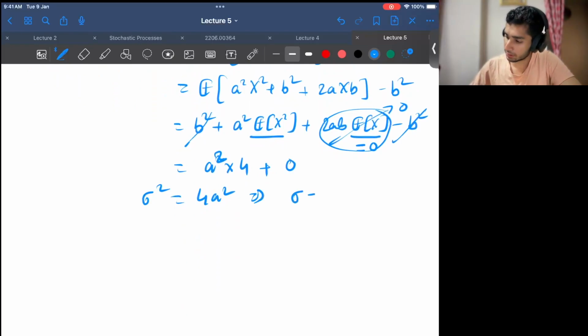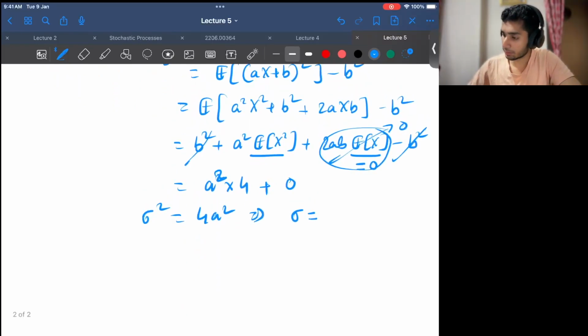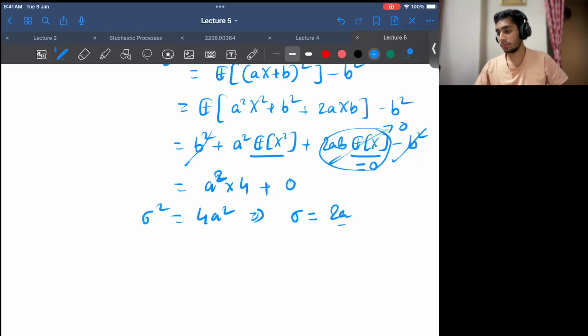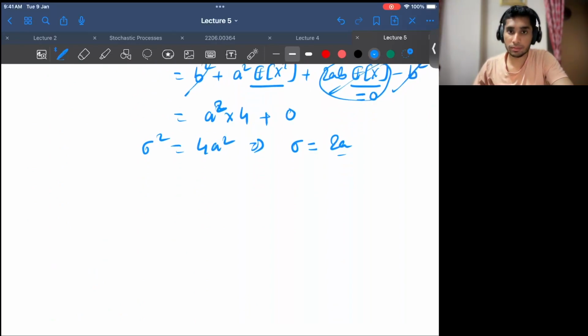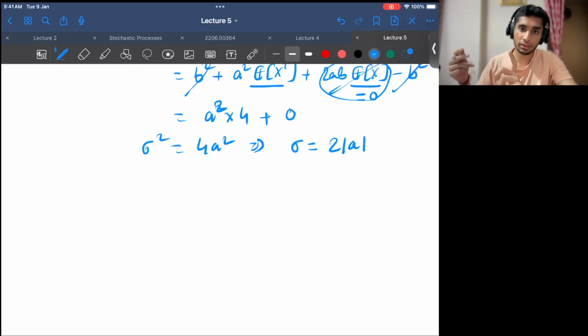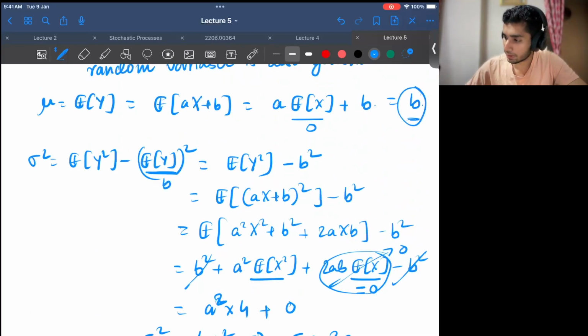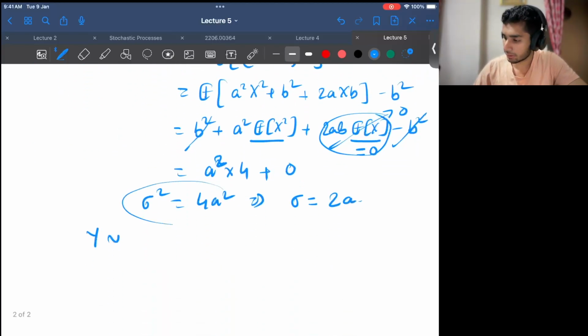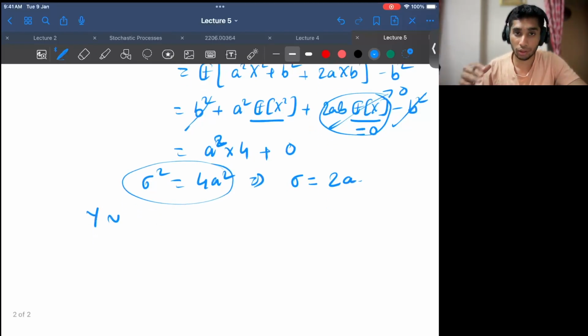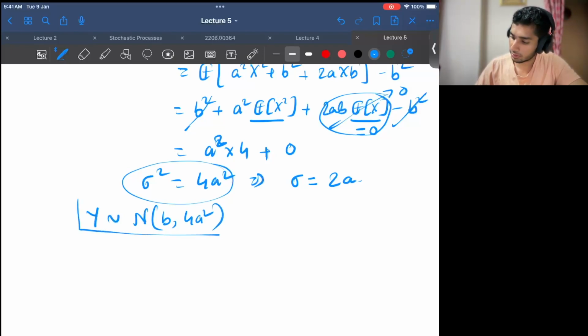This means sigma is just equal to 2a. Or to be more accurate, it will be 2 times mod a, because a can be positive or negative, but you can just write it as 2a, no issues. So now what about y? You calculated the mean to be b, and you calculated the variance to be 4a square. And you know that it is a Gaussian random variable. So y is distributed according to a normal distribution with mean b and variance 4a square. So this is your final answer.